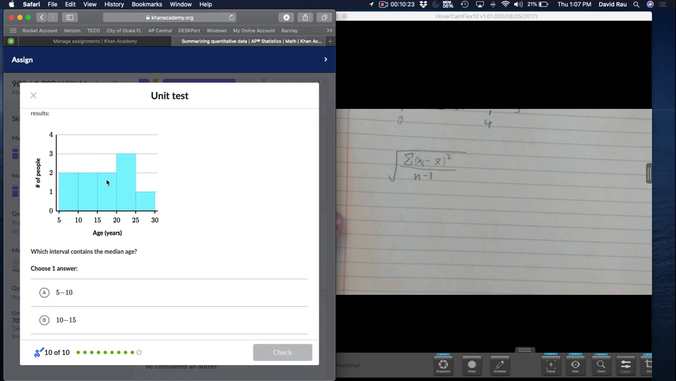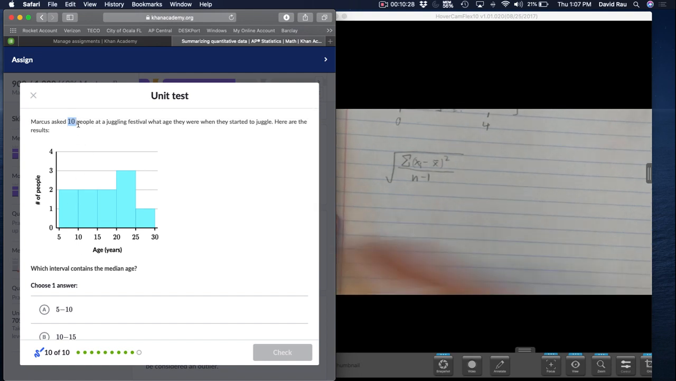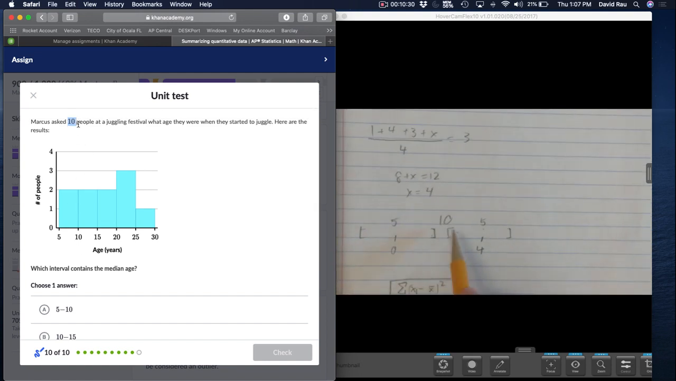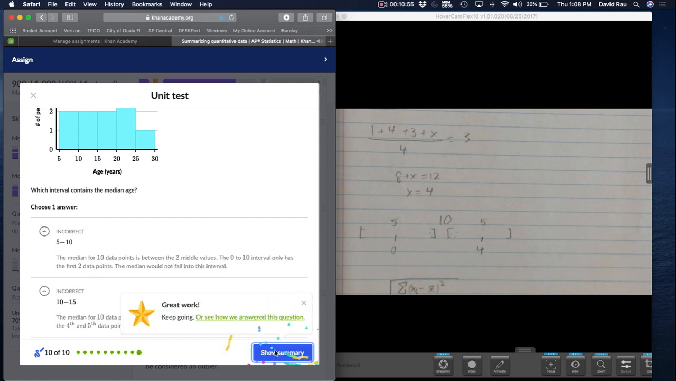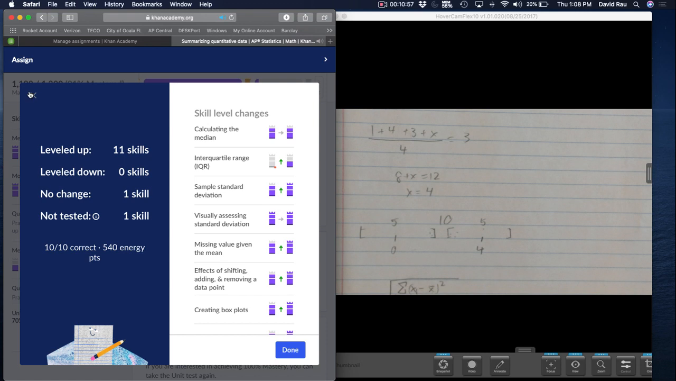All right. Last but not least, which interval contains the median? Again, if we count up how many there are, 10. We kind of went over this in the last example. 10 means you're going to have to find the 5th value and the 6th value in order and then average them. So the idea is here's the first value, the second value, the third value, the fourth value, the 5th, and the 6th. So the 5th and 6th are in between 15 and 20, which means when you average them, you're going to get something between 15 and 20. So that's where the median will be. And that's it. We did it.